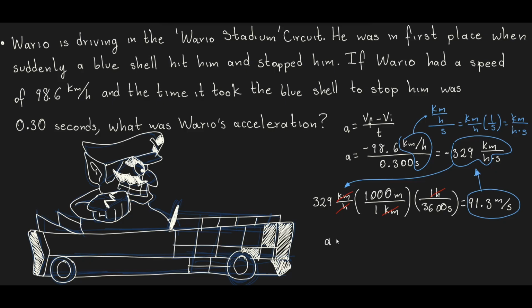That's another way to see Wario's acceleration. He slows down 91.3 meters per second every second that passes. At the end, Wario had a negative acceleration because of that blue shell.